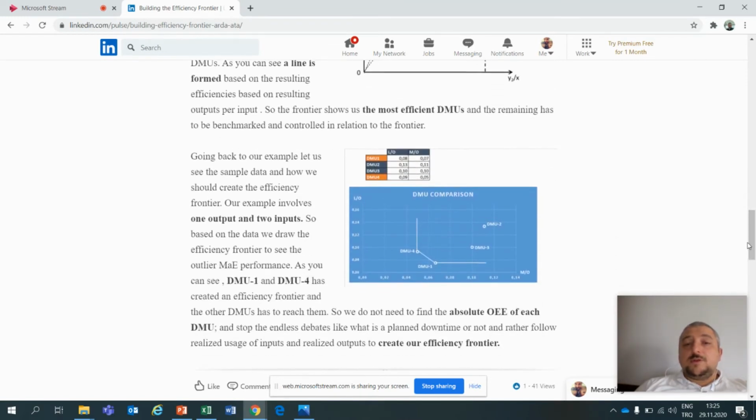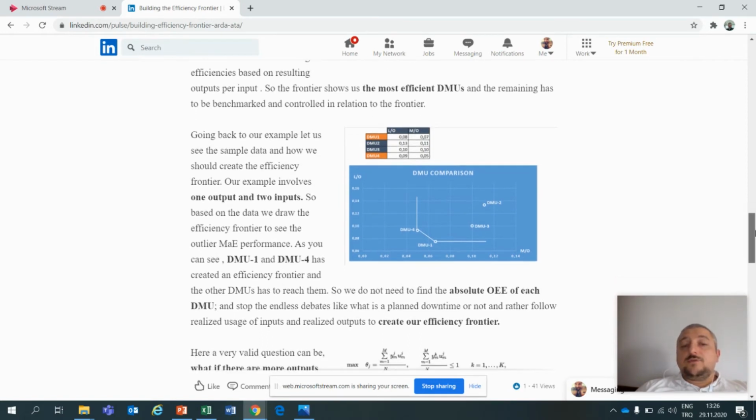And I just wanted to put a good clear example, a little bit on the nose maybe, but it is doing the job. For instance, you have got two inputs, labor and material, and one output, product. You can simply put up a graph and see that, in this example, DMU1 and DMU4 are clearly creating an efficiency frontier versus DMU3 and DMU2, because they are simply using less inputs to create more output.